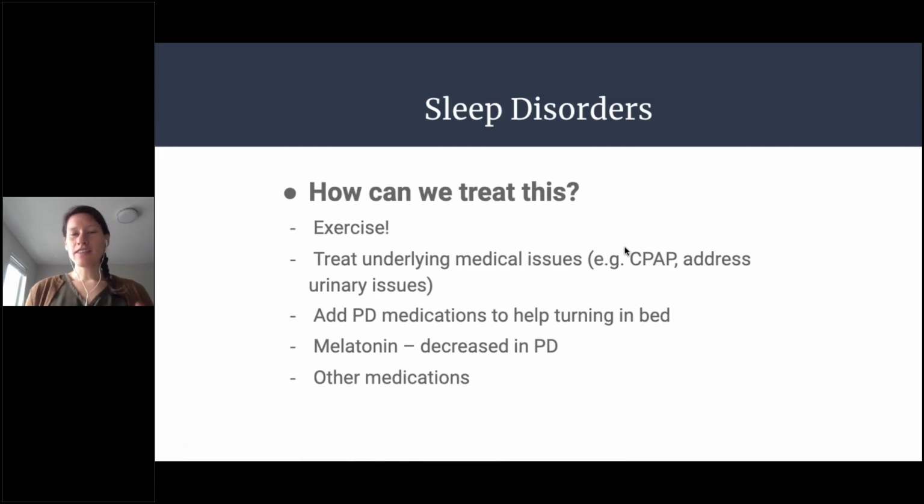Okay, so other than good sleep hygiene, the other things you can do are exercise. That really helps regulate your sleep-wake cycles. And then treat any other underlying medical issues that might be causing sleep problems, like I mentioned, obstructive sleep apnea. If you need a CPAP, then that can really help improve your sleeping. Addressing any urinary issues, like if you're having a lot of urination at bedtime.